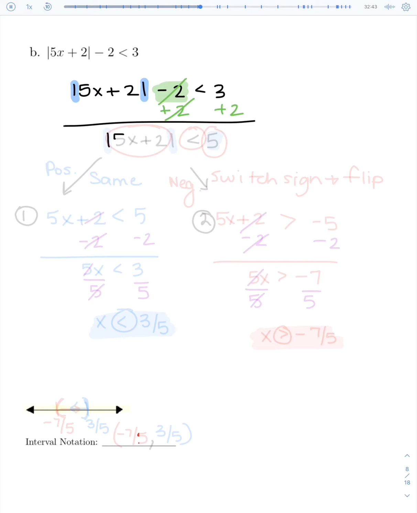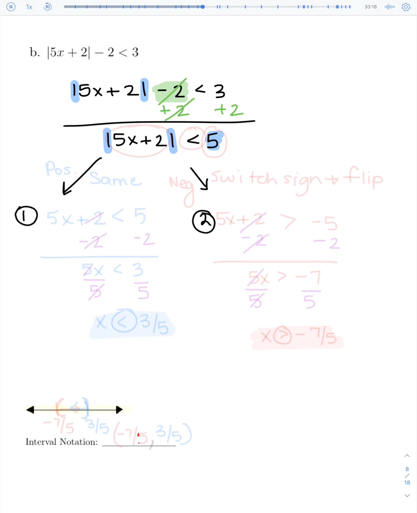Now we have the absolute value of 5x plus 2 is now less than 5. Now that does help us, because now everything with the absolute value is by itself, and everything that's a number is positive and on the other side. So once we have this set up, where we've got our absolute value by itself and the positive number on the other side, we can break this up into our two pieces, our positive version and our negative version.